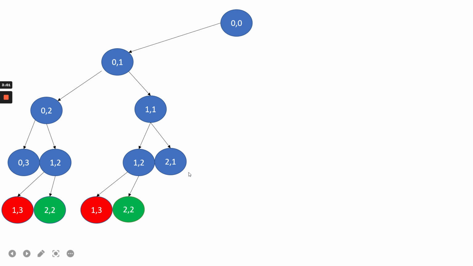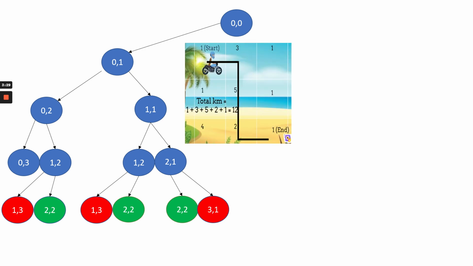Similarly, when he was at 1 comma 1, instead of moving towards right, he could have moved towards down, which is 2 comma 1. From 2 comma 1, he could have moved either right or towards down. Assuming that he moved towards right, he will reach 2 comma 2, which is the destination. But if he had moved down, it will be 3 comma 1, which is out of bound of the island, and that's one of the dead ends. In this state, the total kilometers covered will be 1 plus 3 plus 5 plus 2 plus 1, which is 12, as represented in the diagram.